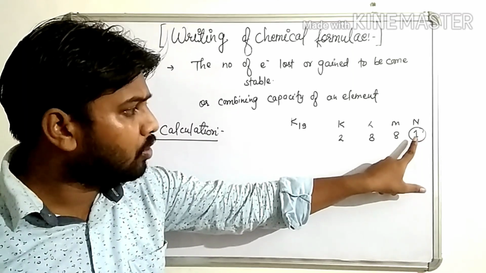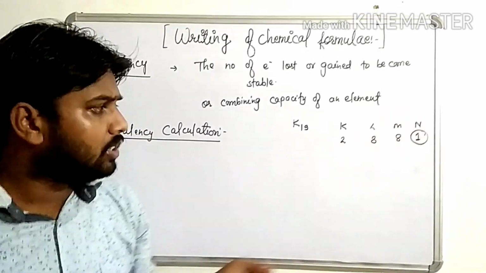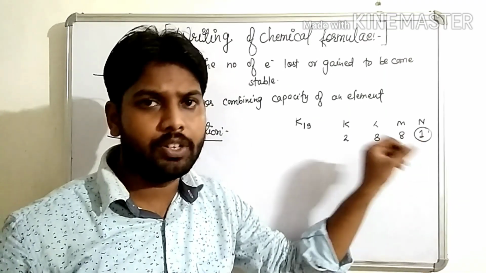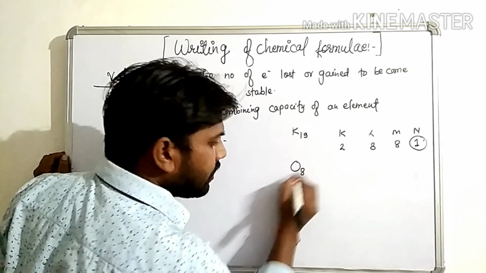So potassium lost one electron to become stable. So the valency of potassium will be 1. See the example, oxygen, children.